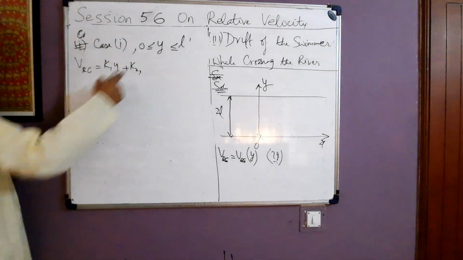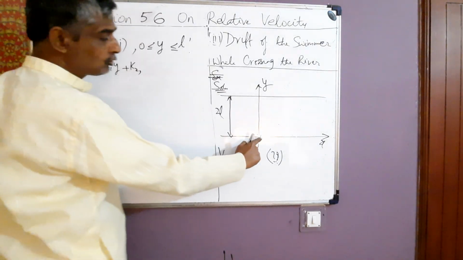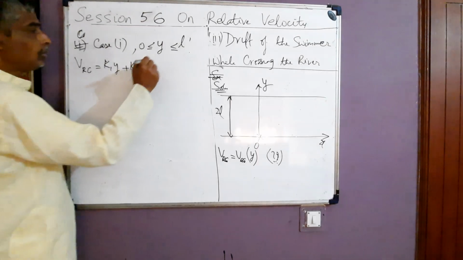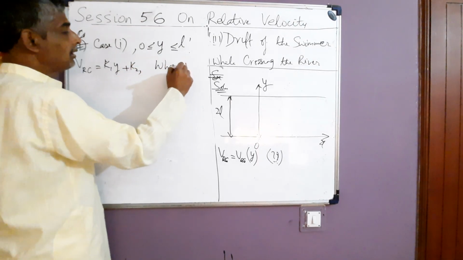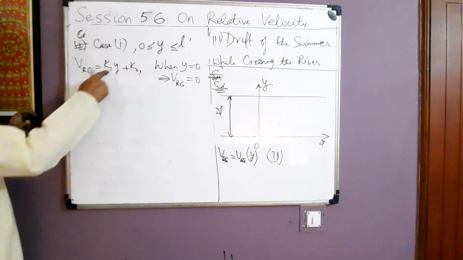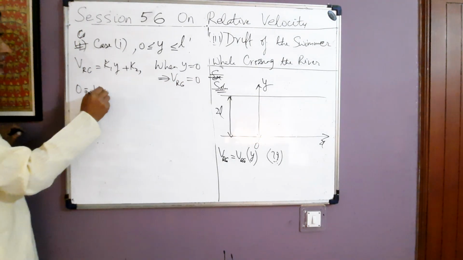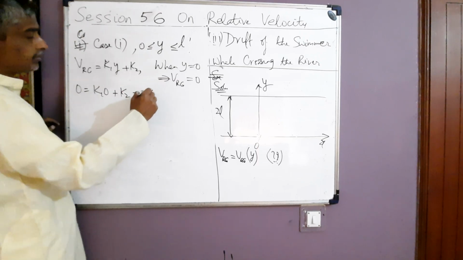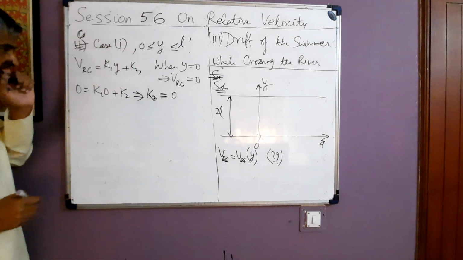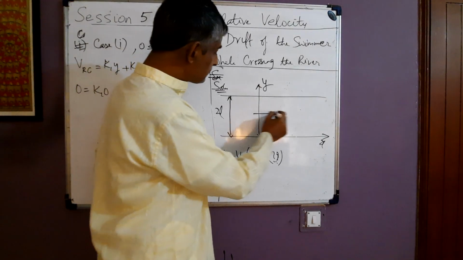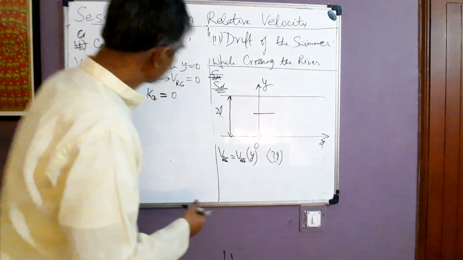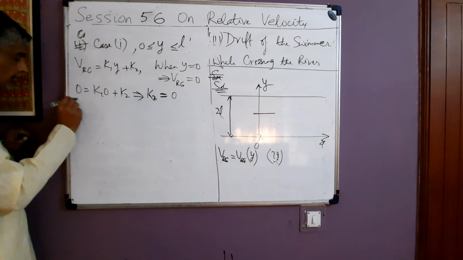Okay. So now to determine K1 and K2. At south bank, everywhere flow velocity is 0. At south bank, y is 0, VRG is 0. So when y is 0, VRG is also 0. This means 0 equals K1 times 0 plus K2, so K2 is equal to 0. Fine. So K2 goes away. Now how to find K1? At the center of the river, flow velocity is how much? U. At the center, y coordinate will be how much? L. So when y is L, VRG is U.